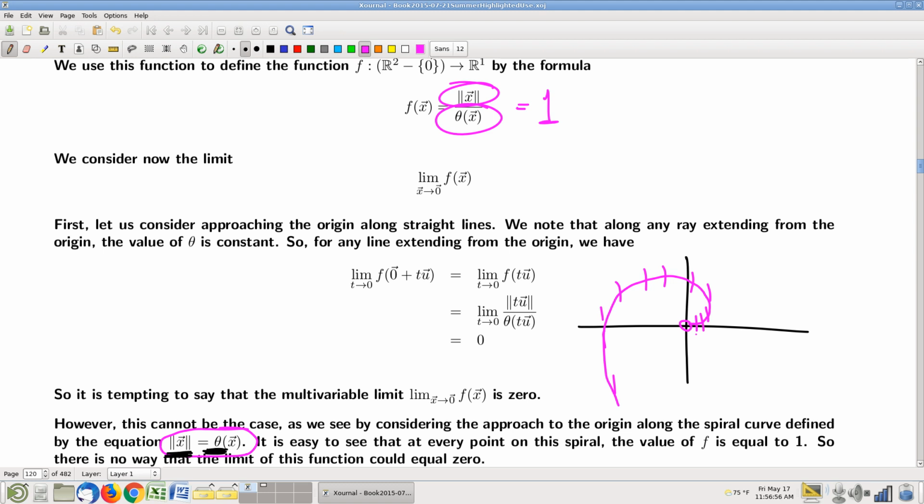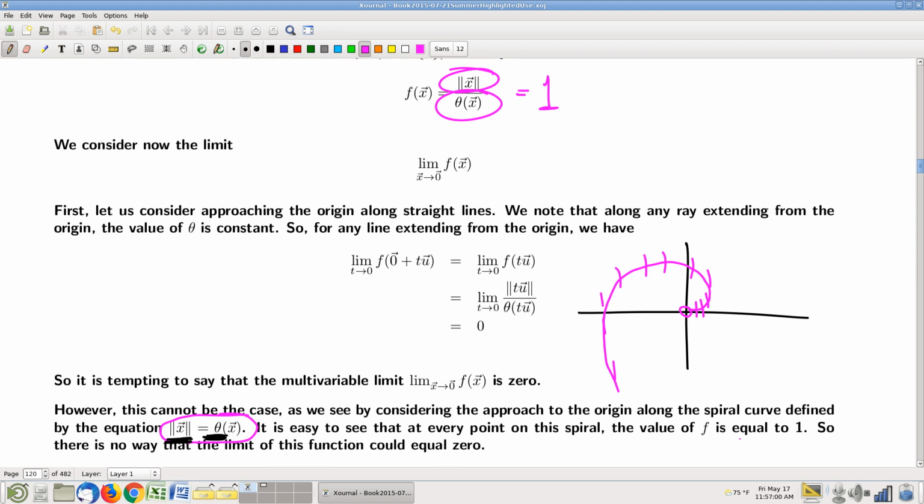Along this purple curve, the limit is 1. So along the blue curves, the limit was 0. Along the purple curve, the limit's 1. That ain't right. It wouldn't be reasonable to say this limit's 0. Doesn't make any sense. Everybody on board?